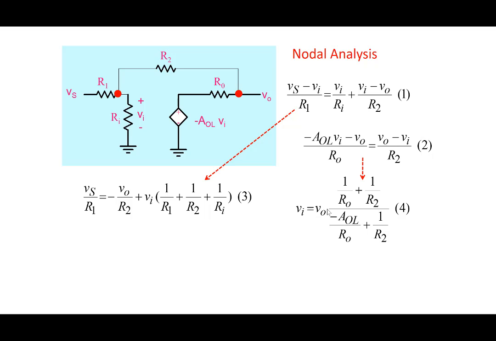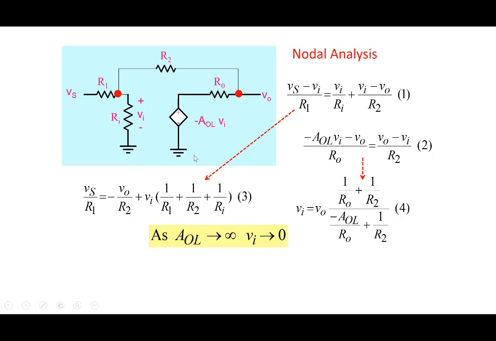Now that's where we will make our assumption here. We'll assume that our op-amp has very high gain. So A0L, open loop gain, tends to infinity. And if open loop gain tends to infinity, if this term tends to infinity, the denominator tends to infinity, and therefore Vi will tend to 0.